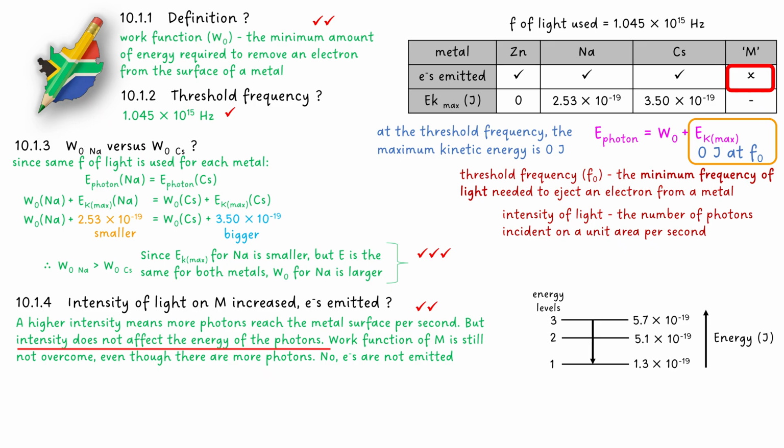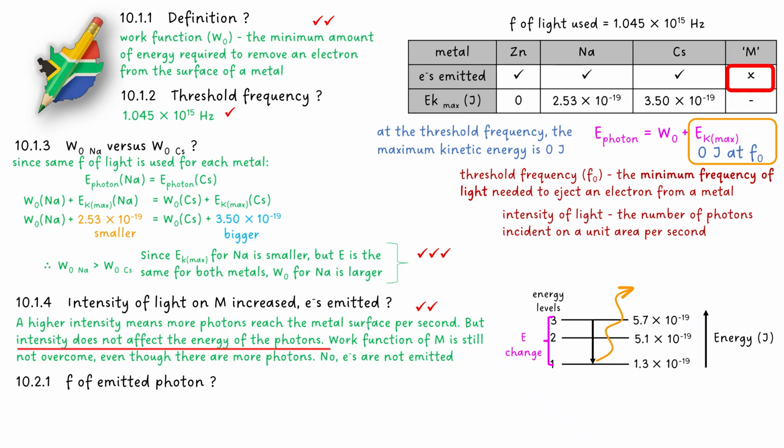Next, we are given a diagram of 3 energy levels and their energies in joules. We are told an electron moves from energy level 3 to energy level 1, and a photon is emitted. We are asked what the frequency of the photon is.